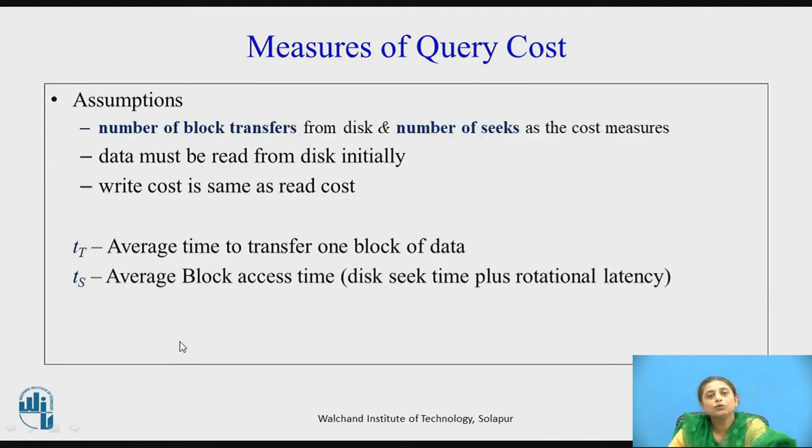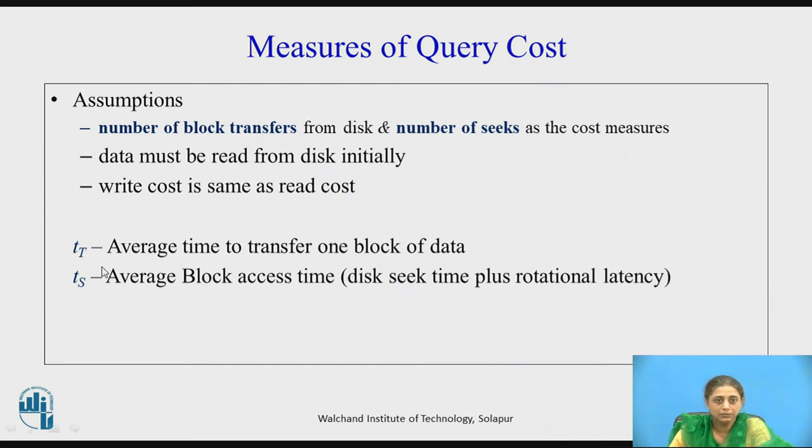But here we are going to concentrate only on two measures. One is the number of block transfers and the other one is the number of seek operations. Also, the other assumption is that data will always be read initially from disk. It may be possible that data is available in the buffer, but we are assuming that every time initially data will be read from the disk. So one seek operation will be required at that time. And the write cost and read cost, though ideally different, are assumed here to be the same. So with these assumptions, we are going to calculate the cost of the query.